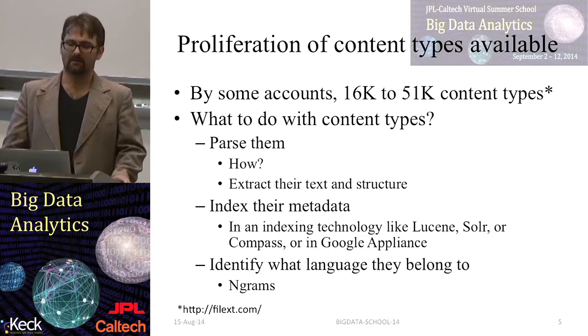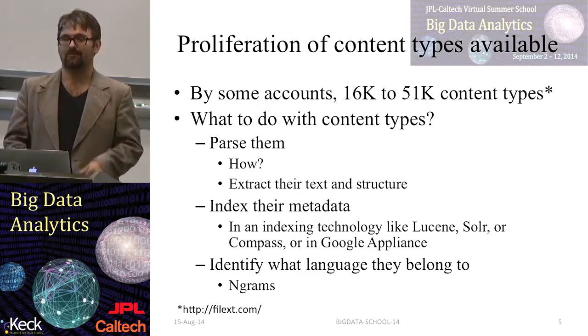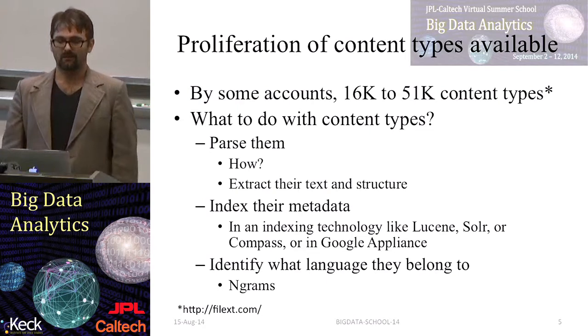There are other estimates, which we'll talk about later in this module, that are a little bit more fine-grained and probably more accurate, that put the number of content types at about 1,200 richly curated types out there.